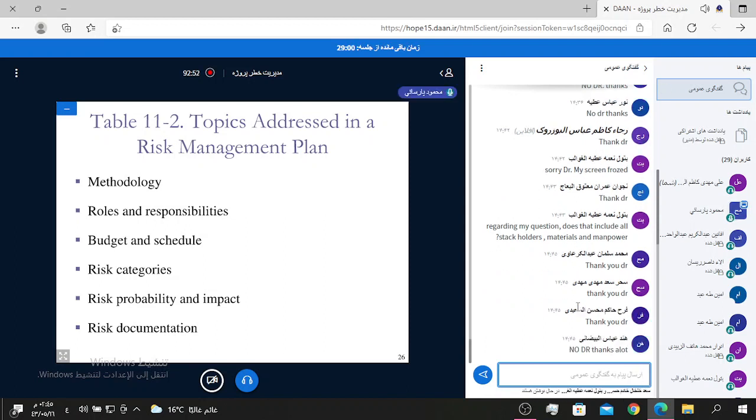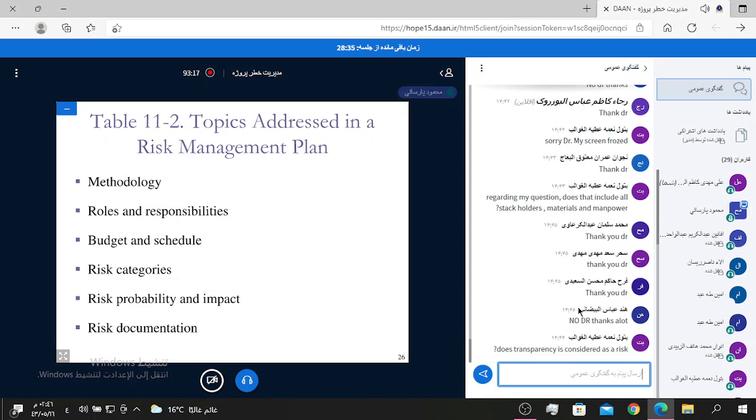Okay, Mr. Engineer Batul Namati asked, excuse me, a question: does that include all stakeholders, materials, and manpower? Yes, if it was about the strategies, yes. Okay.